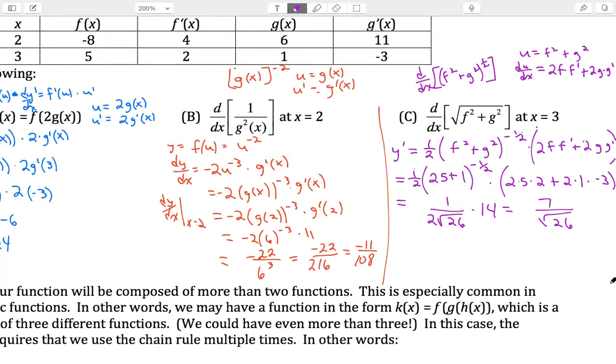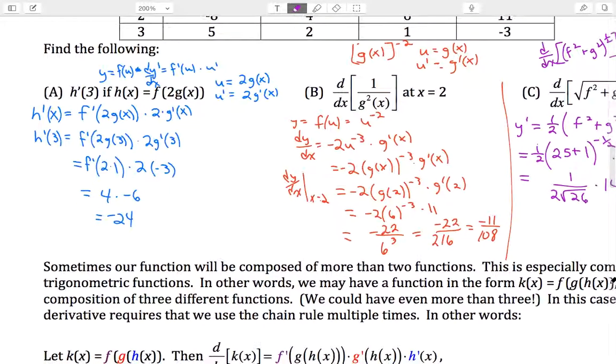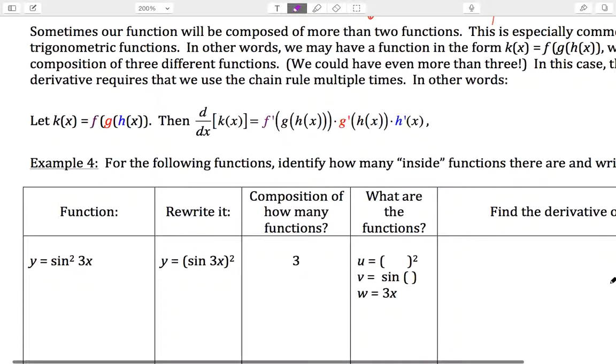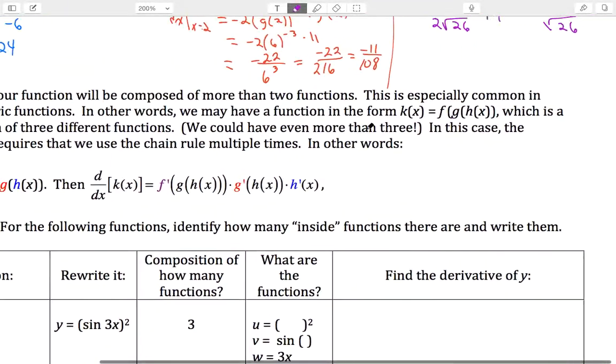How often do we have a chain within a chain? Is there ever a chain within a chain within a chain? Sometimes our functions will be composed of more than two functions.